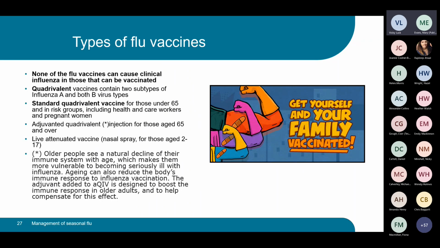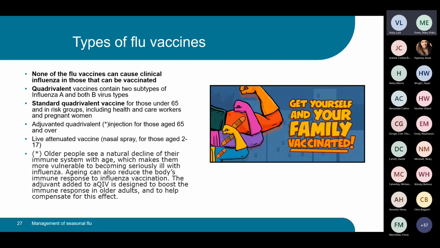The quadrivalent vaccine contains two subtypes of influenza A and two influenza B virus types, and the standard quadrivalent vaccine is for those under 65 in risk groups, including healthcare workers and pregnant women. The adjuvanted quadrivalent injection is for those aged over 65.